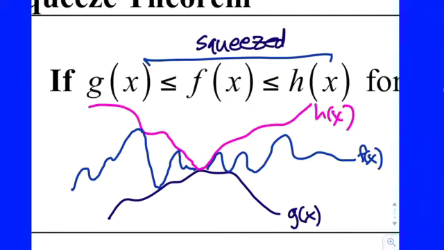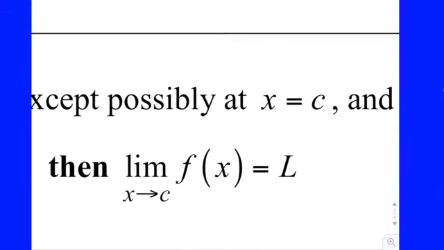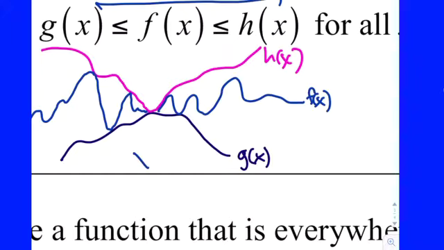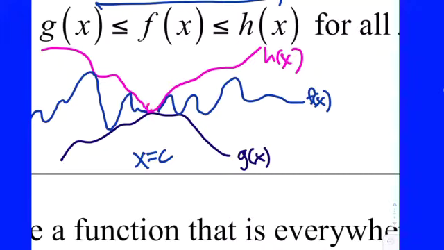F of x is sandwiched or squeezed between h of x on the top and g of x on the bottom. Now, there's another part to this. For all x, except possibly at one specific value of x, except possibly at x equals c. That could be this one here. Okay, why is that possibly there? Well, you could have the h function, let's say the h function is undefined there. Let's say that the g function is defined there, but it's up here.